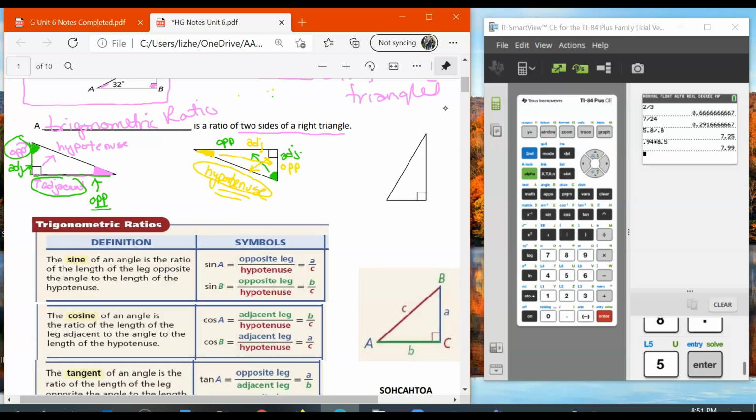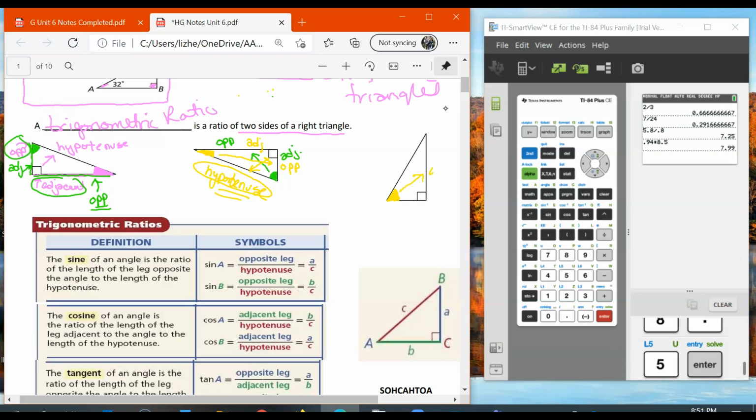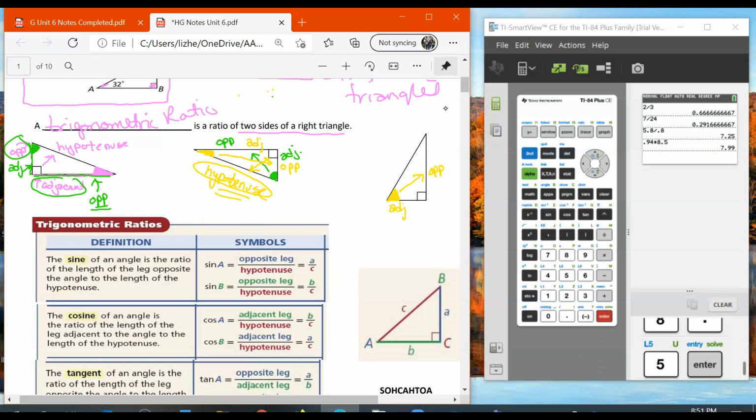I know this probably seems redundant, but this is the trickiest part about trig. You got to know your opposites and adjacent sides. So let's look at this angle right here. Opposite side. That would be right here, opposite. It's not touching it. The opposite side does not touch the angle we're talking about. Whereas this side right here is the adjacent side. It does touch the angle.